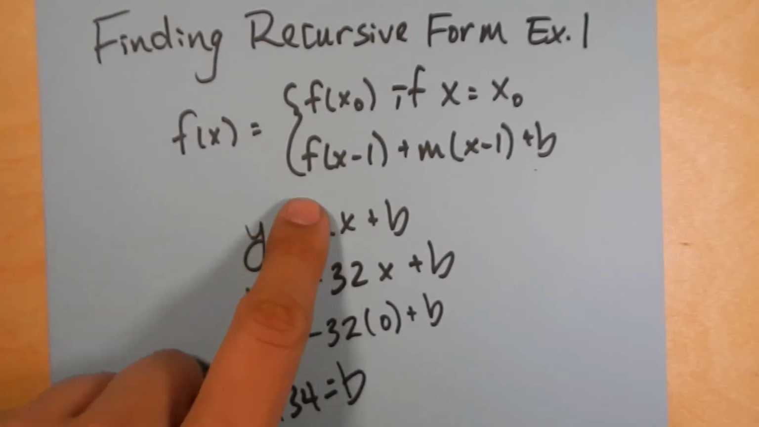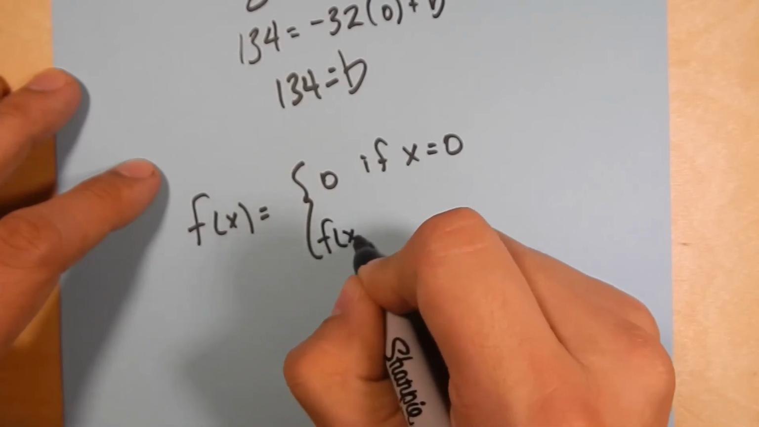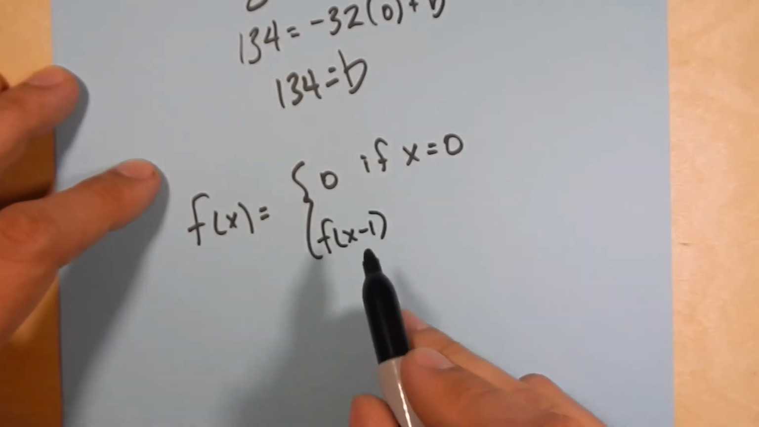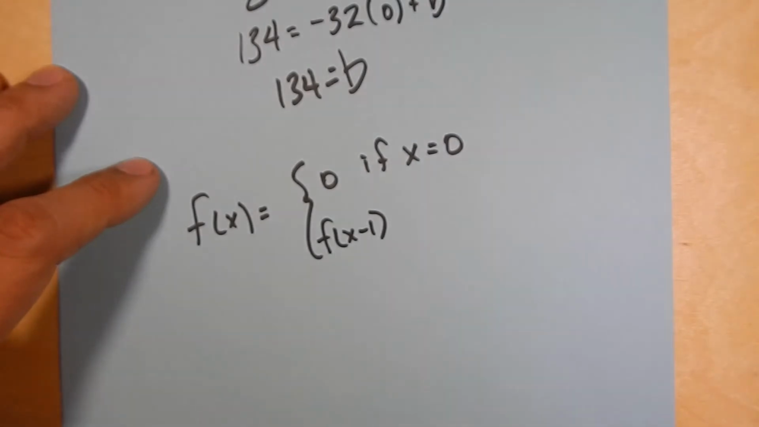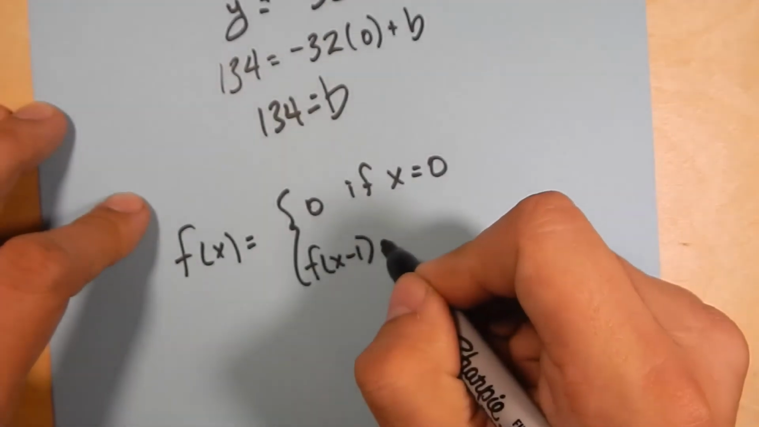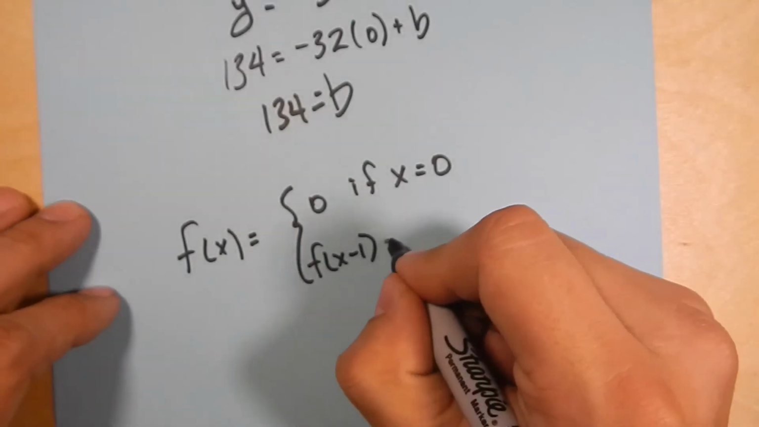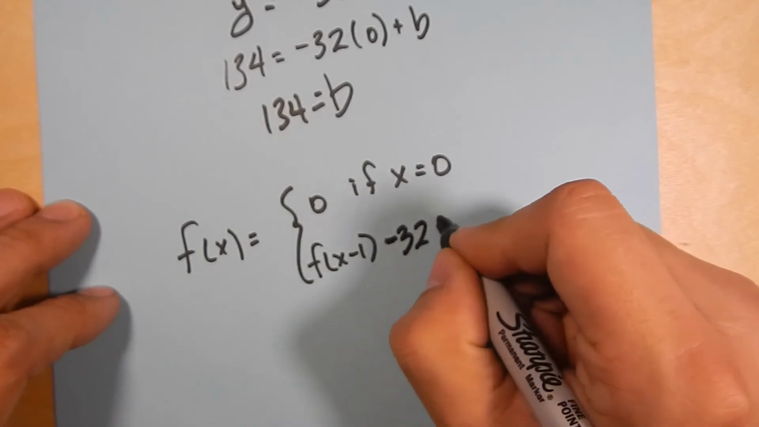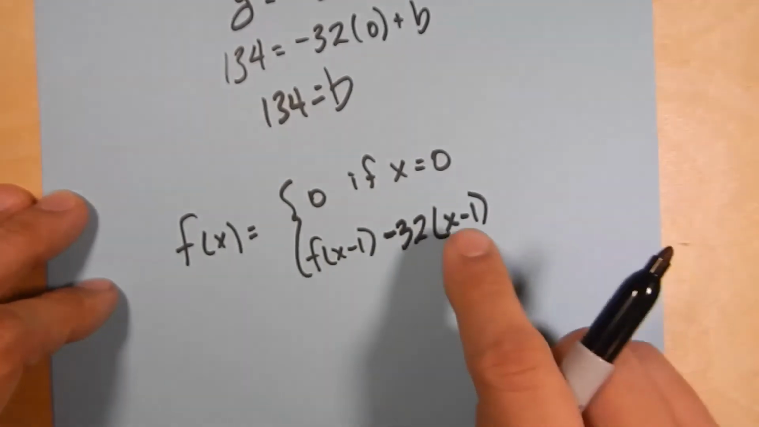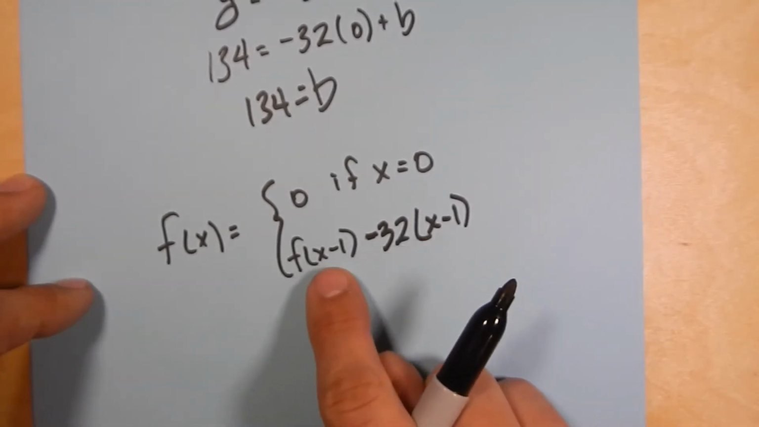Okay, so the next bit, we have f of x minus 1. Now that just goes in here, f of x minus 1. So what this is telling you is previous output. So once you find one, you can take that one and find the next one, and then you can take that one and find the next one, and so on and so on. That's what recursion is. So minus. This we have a negative 32, so this is going to be minus 32 times x minus 1. So again, this just goes in there. Now notice this is not f of x minus 1. It's different than this.